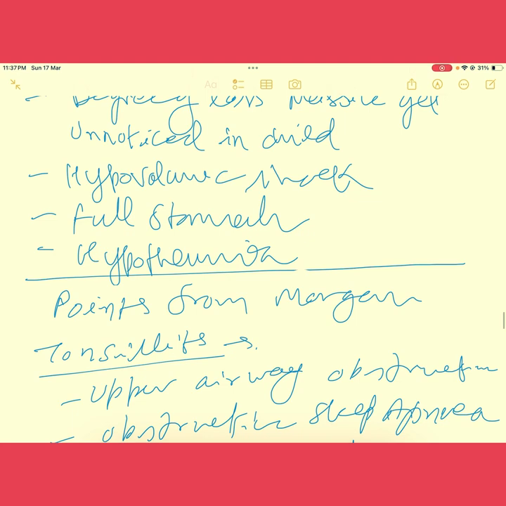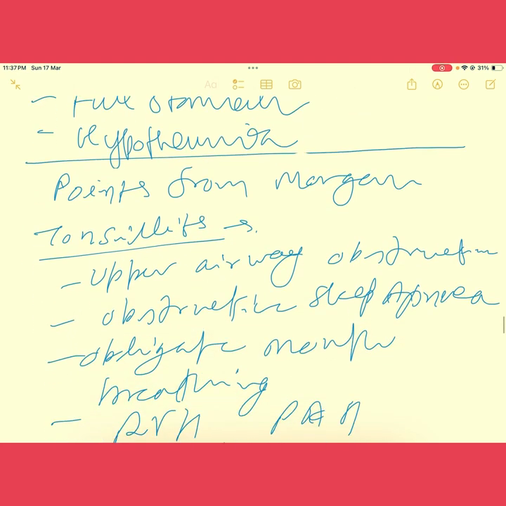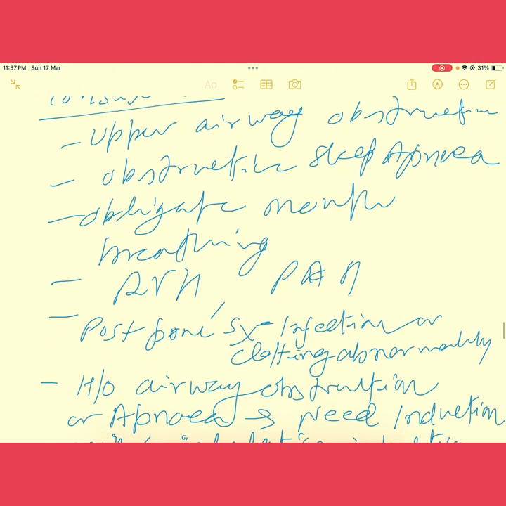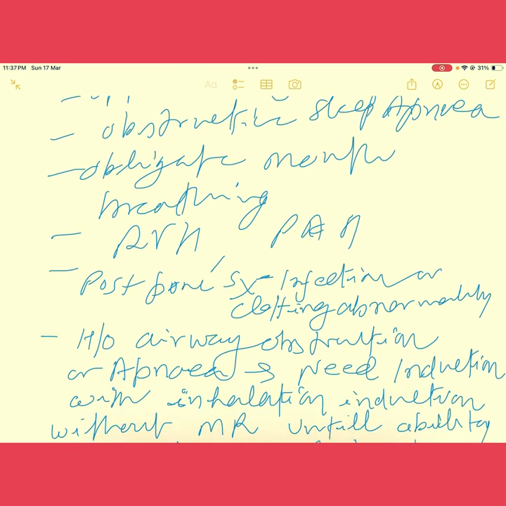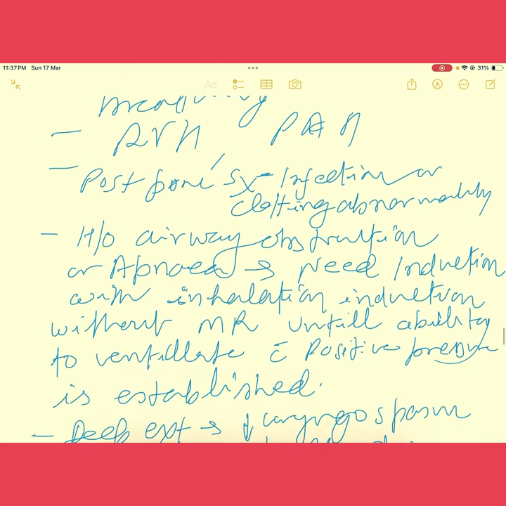Points from the Morgan book. Tonsillitis causes upper airway obstruction. It can cause obstructive sleep apnea. Patients are obligate mouth breathers. The ECG might suggest RVH and pulmonary arterial hypertension. Postpone surgery if there is infection or clotting abnormality.